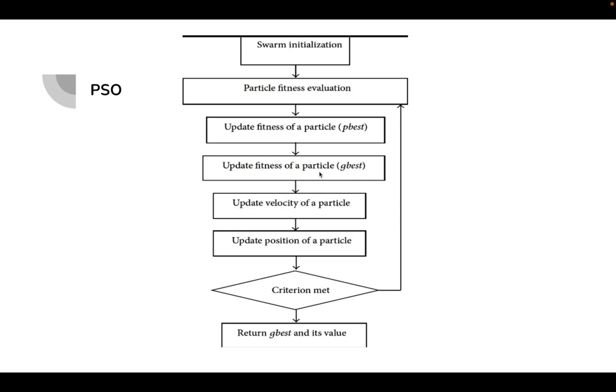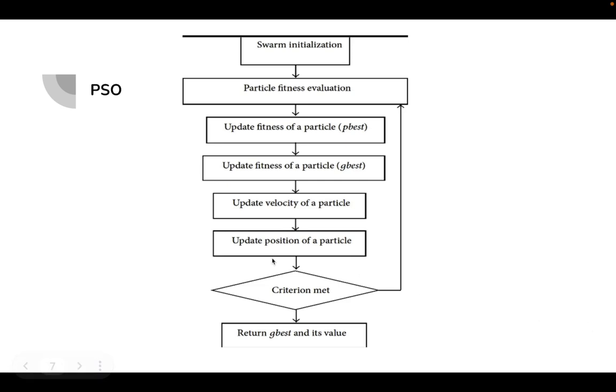So the next step is to compare with the group's previous value. If the current value is less than the previous group's best value, then we update the group's best value with the particle's array index. The next step is to update the position and velocity of the particle. So once the criterion is met, the global best and the present value are returned. Otherwise, the previous steps are looped through.